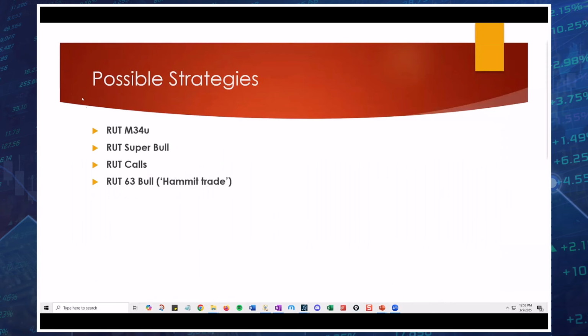We'll see. So the possible strategies, again, is not exhaustive. You could do an M34U, you could do a Super Bull, you could do some calls, you could do the 63 Bull, which is the Hammett trade. So it's a more aggressive BWB where you enter with the market at the back of the BWB, for those that aren't familiar.